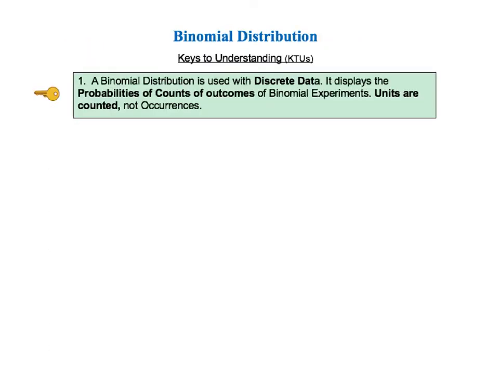As usual in the book and in these videos, we'll go quickly through a list of keys to understanding, or KTUs, to give you the overall picture on one page. And then we'll go into detailed explanations of each of the keys. For this video, there are 6 KTUs. The first key to understanding is the binomial distribution is used with discrete data. It displays the probabilities of counts of outcomes of binomial experiments. Units are counted, not occurrences.